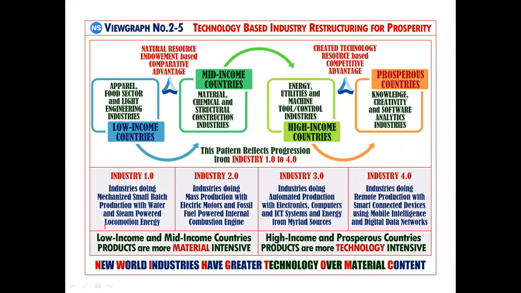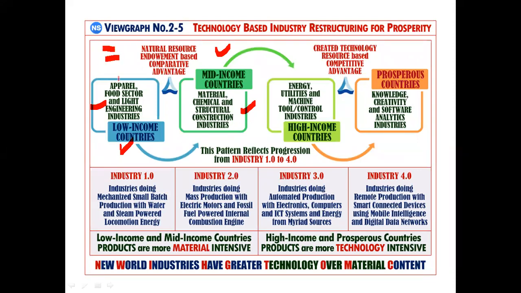Now, I would like to go through some of these a little bit quickly so that we do not go beyond my time limit. Let's look at economies: low-income economy, mid-income economy, high-income economy, and prosperous economy. In the low-income economy, these are the kinds of industries that we have: apparel, food sector, and light engineering industry, and in middle-income, material, chemical, structure, and construction industries. The lower part I have explained to you earlier already, so let's focus on what I have here on top.